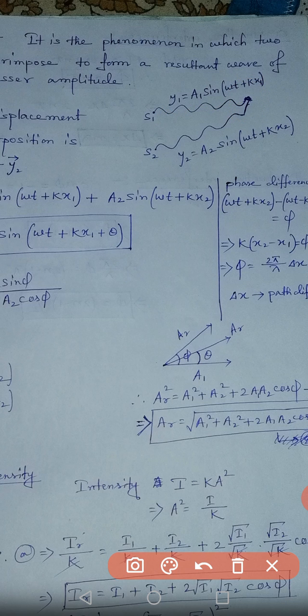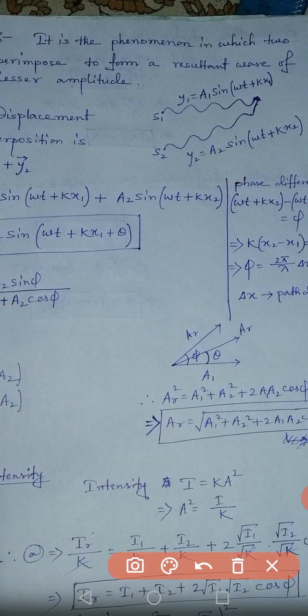Suppose the equation of the first wave is written like this: y1 = a1 sin(ωt + kx1). Here y1 is the displacement produced by the first wave in the medium, and a1 is the amplitude of the wave. ωt + kx1 is called the phase of the wave. That means, if this is a wave like this, amplitude means this height.